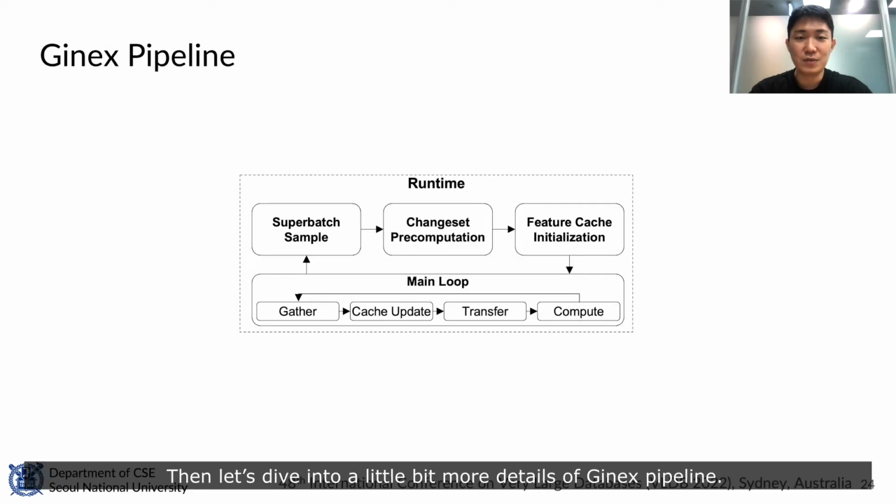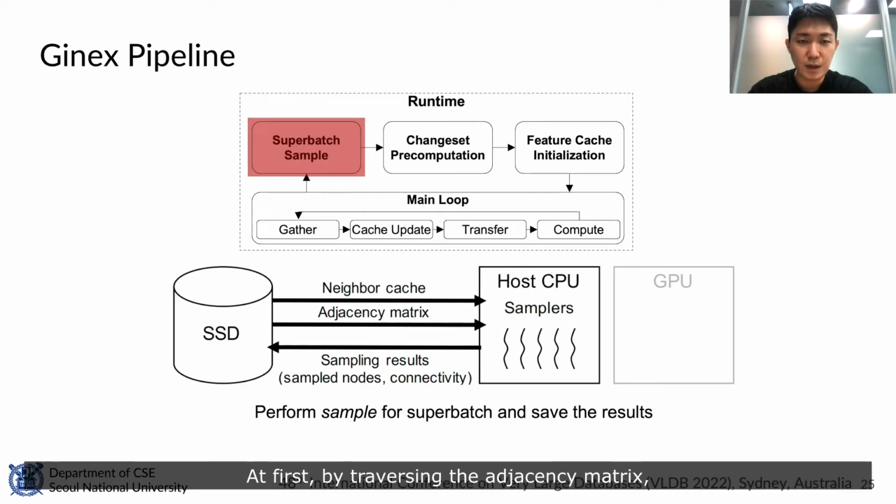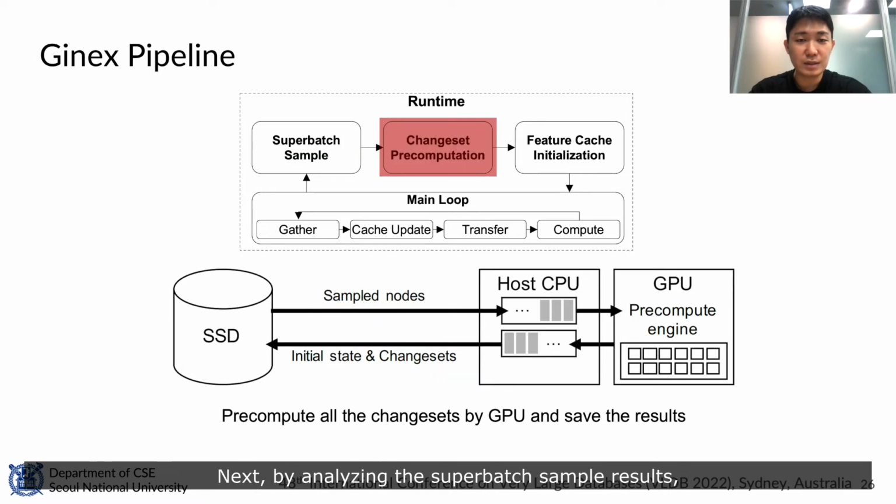Then let's dive into a little bit more details of Ginex pipeline. At runtime, Ginex iterates 4 stages. Between superbatch sample and main loop, there are 2 more stages named changeset precomputation and feature cache initialization. At first, by traversing the adjacency matrix, Ginex performs superbatch sample and saves the result back in SSD. Next, by analyzing the superbatch sample result, Ginex computes changeset for each iteration of the following gather operations.